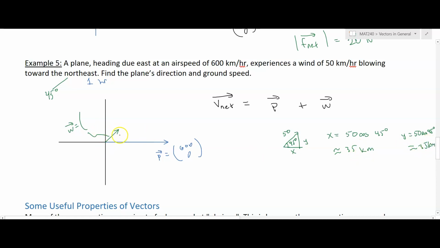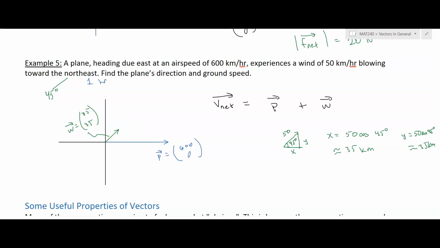Now this is going to be per hour, but since we're looking at this in a 1 hour picture, it makes a little bit more sense to most people to think about them as displacements. So this vector is 35, 35. These are kilometers per hour. That's how far we'll displace in the east and the north direction.